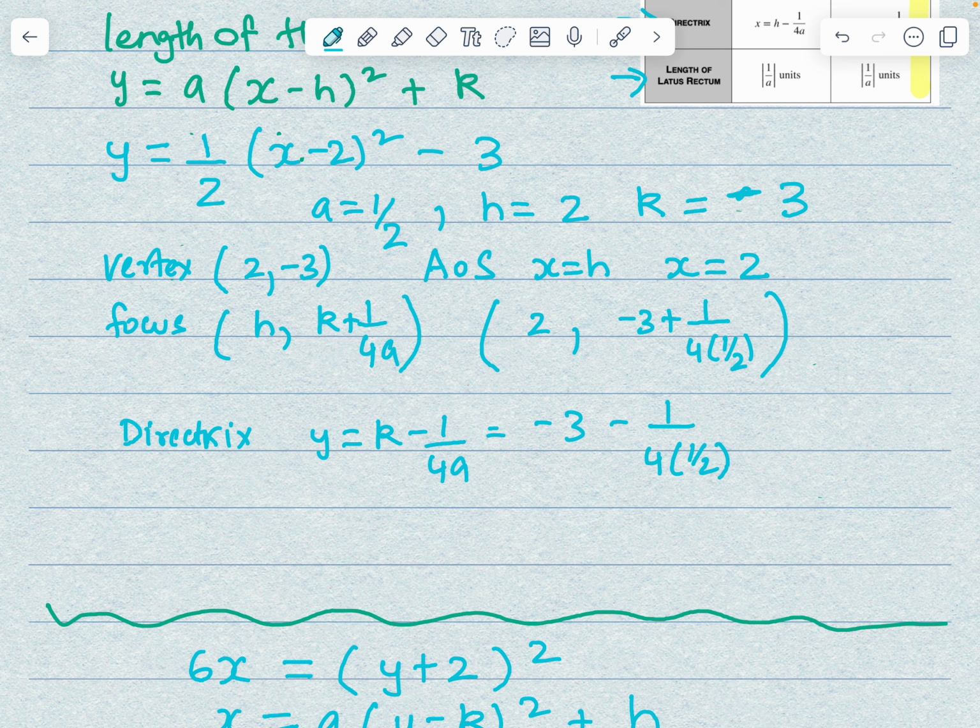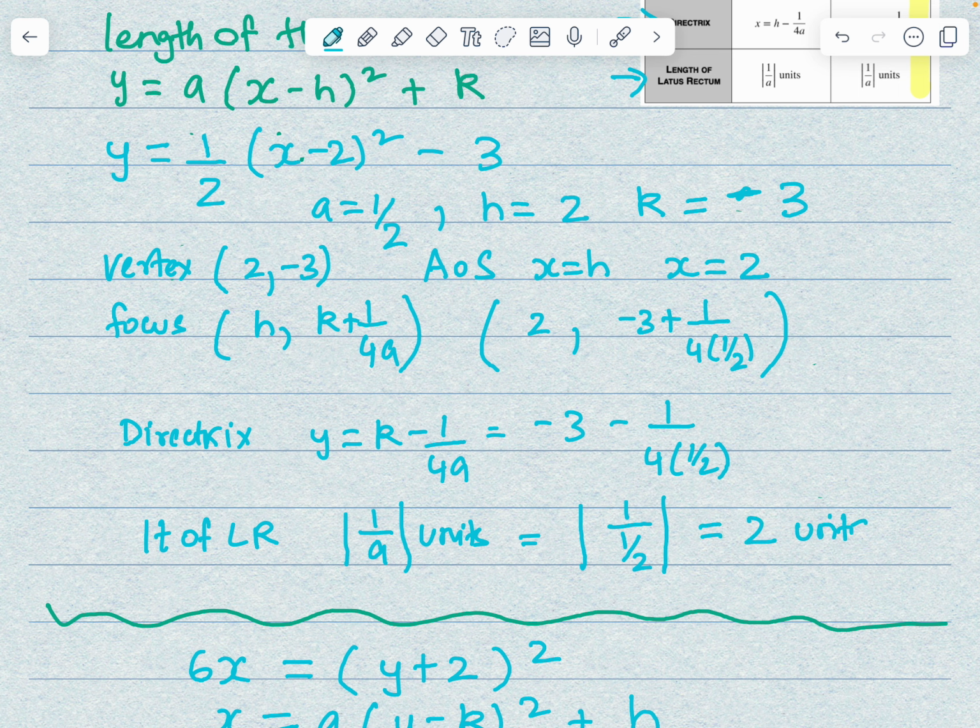And then you have the length of the latus rectum, which is the absolute value of 1/a units. So that is the absolute value of 1 over half. And again, absolute value because it's a distance. It can never be negative. That's why absolute value. So you have 2 units. Okay, so once you identify a, h and k, you can do everything else.